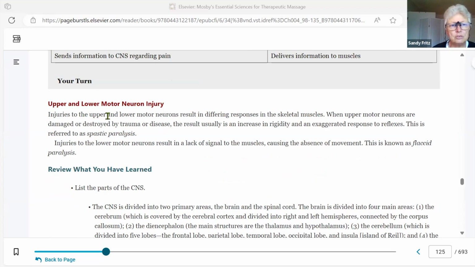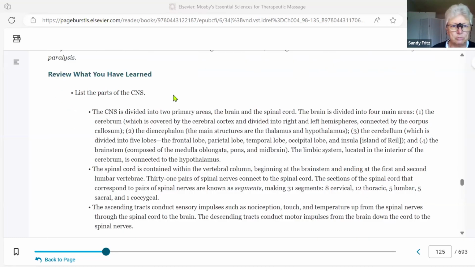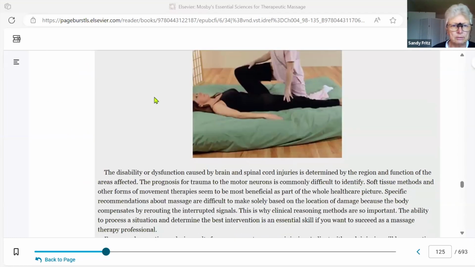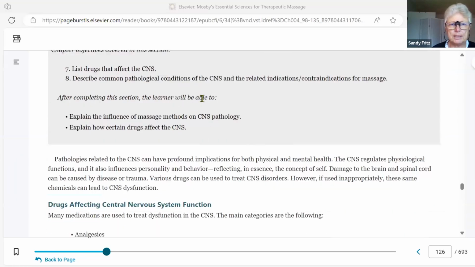And then this fits into injury as well. Are motor neurons injured? Are they upper motor or lower motor neurons? What happens if it's the sensory tracts that are injured? So here's review what you've learned, and then we get into our pathology section.